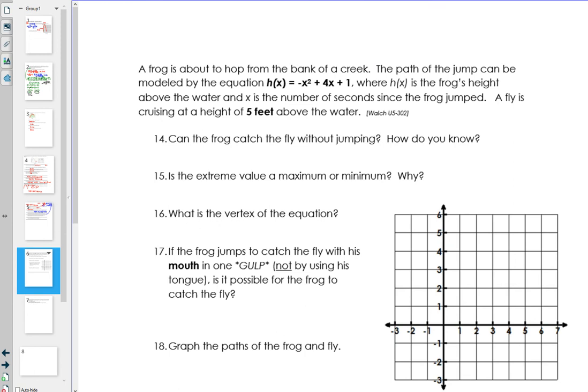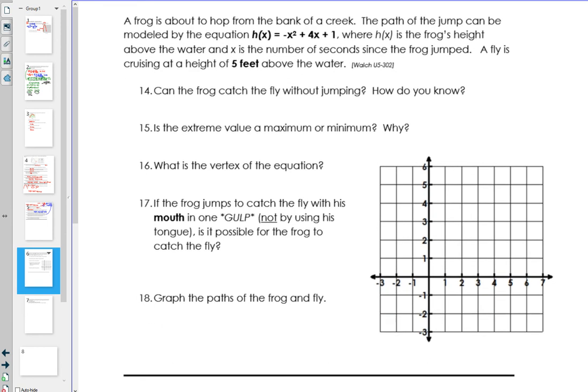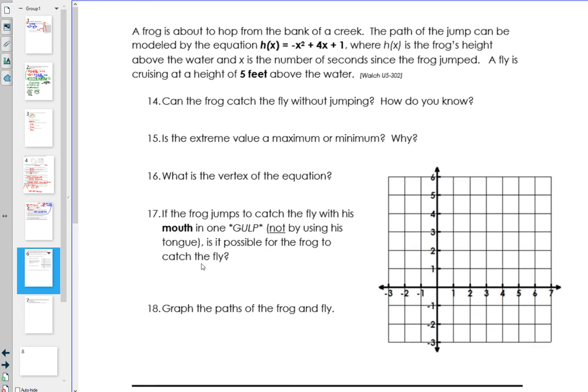A frog is about to hop from a bank of a creek. The path of the jump can be modeled. They've already modeled it for us. That's important. Where h of x is, notice how a is negative. A fly is cruising at a height of 5 feet above the water. Can the frog catch the fly without jumping? The frog's height above water is h, and x is the number of seconds since the frog jumped.